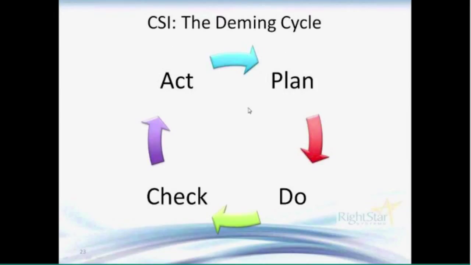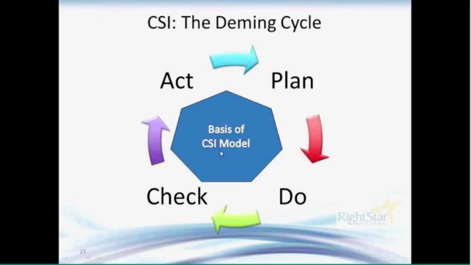So in continual service improvement, we're really looking at this cycle. The basis of the CSI model, or continual service improvement model, is the Deming Cycle. The Deming Cycle starts with planning, moves on to doing, checking, and then acting. So you can think of this too as how we've gone through this whole service life cycle. And it's at this part of the Deming Cycle, the check phase, that we're producing the reports that help us to take corrective action and then continue the cycle all over again.